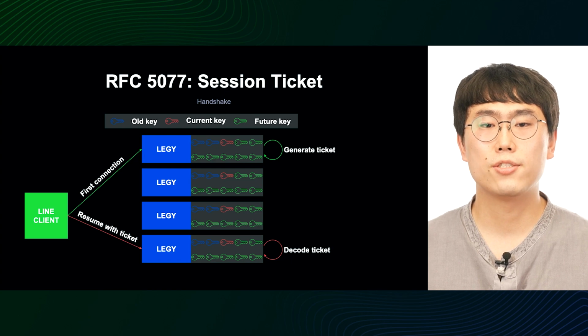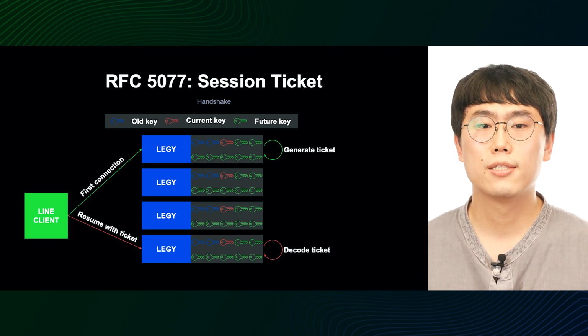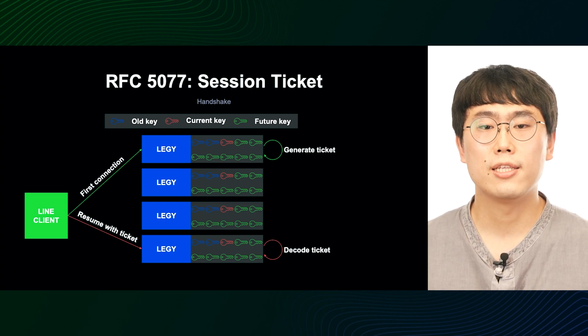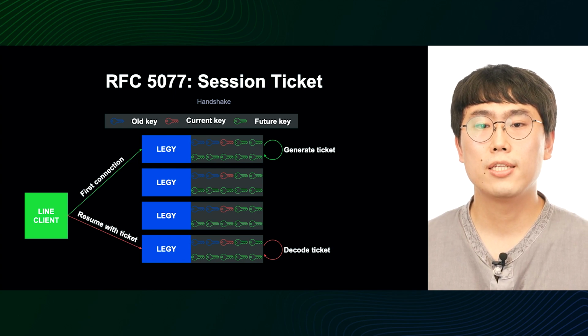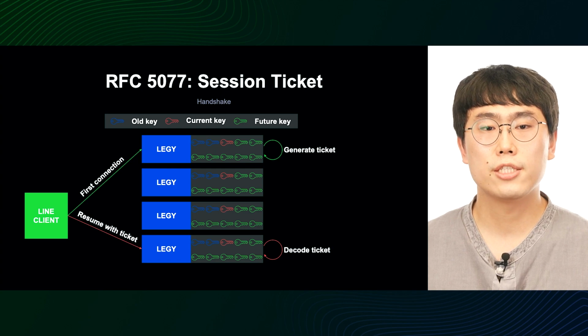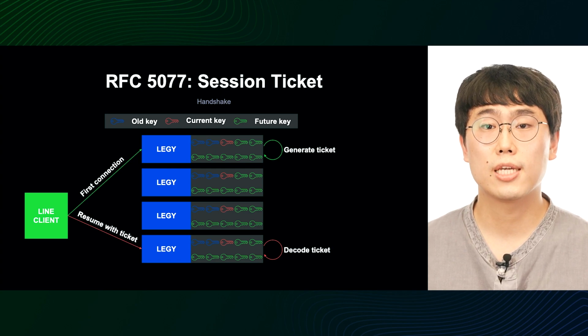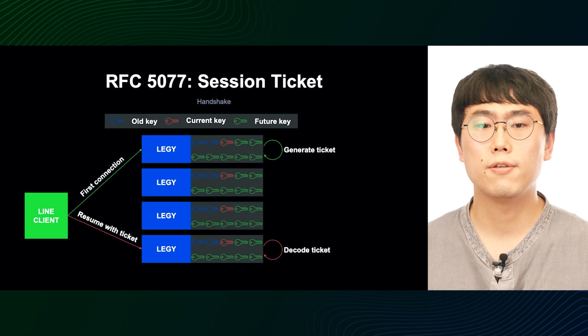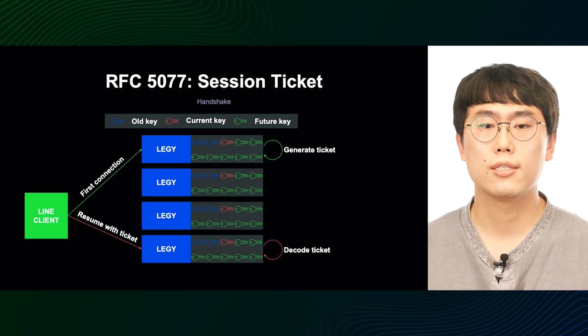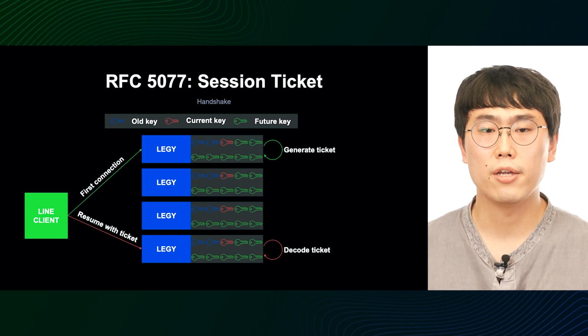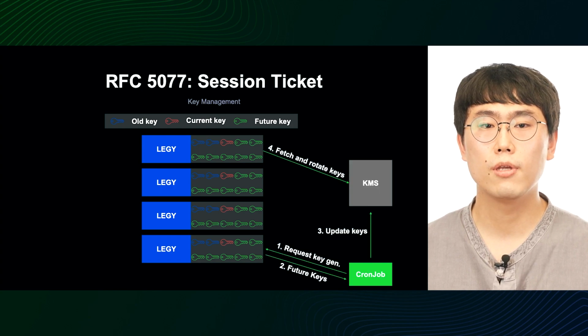When the client connects to LEGY the second time, it sends its ticket to LEGY. LEGY decrypts it and validates it. If it is successful, LEGY uses session information extracted from the ticket, and the client uses session information associated with the ticket. If the ticket is expired, a full TLS handshake is performed. The only thing we should consider from the server side is key management.